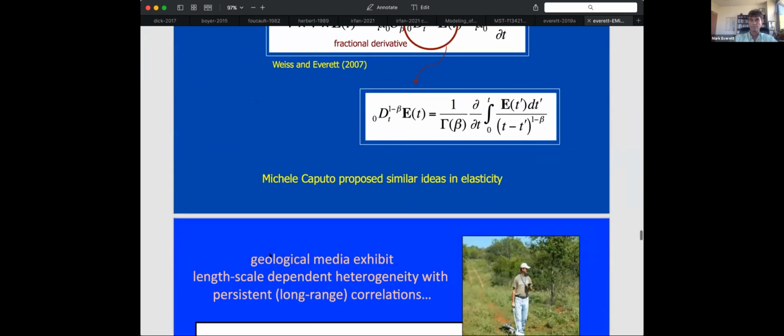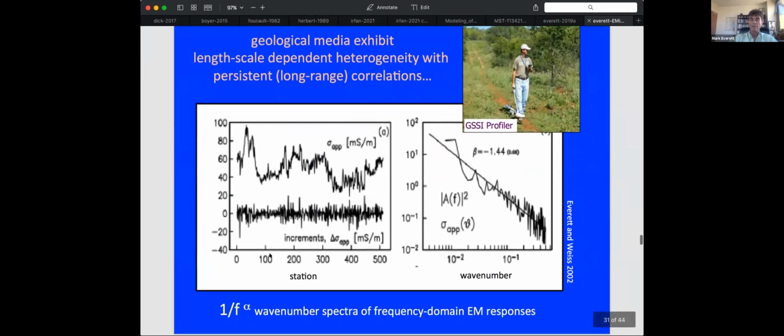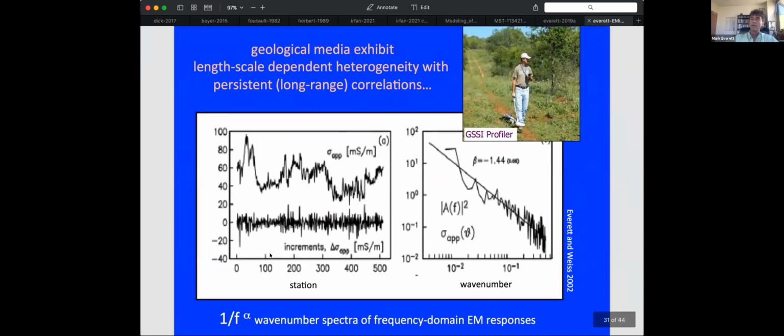that we talked about. So again, we suspect that almost wherever we go, the geological media is going to exhibit this type of length scale heterogeneity. I mean, I can't think of a place where it doesn't. And what it means is that the signals that we see have, as a function of distance, and here I am making some measurements, they have long range persistent correlation.